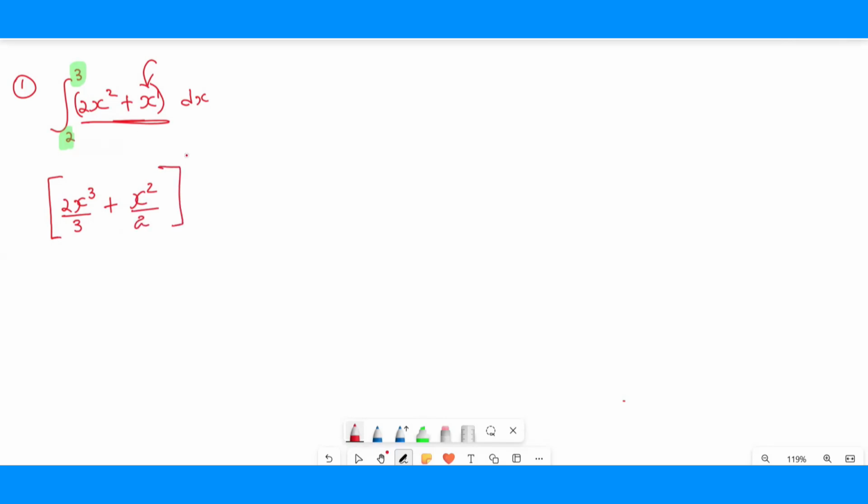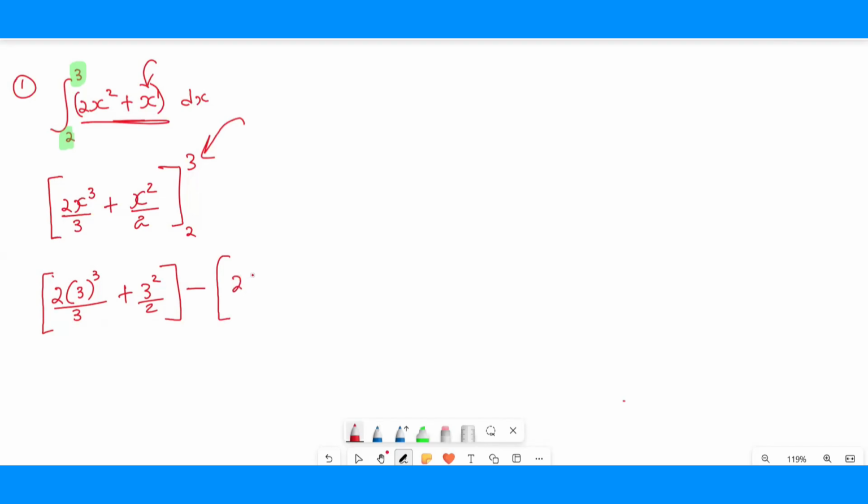And then our upper limit is 3. The lower limit is actually 2. So what we're actually doing here, we're going to substitute the upper limit and subtract when you substitute the lower limit. So what do I mean? In this first bracket, we're going to actually have 3 raised to the third, over 3, plus 3 squared over 2. So that's me substituting the upper limit, and we're going to subtract whatever we get here.